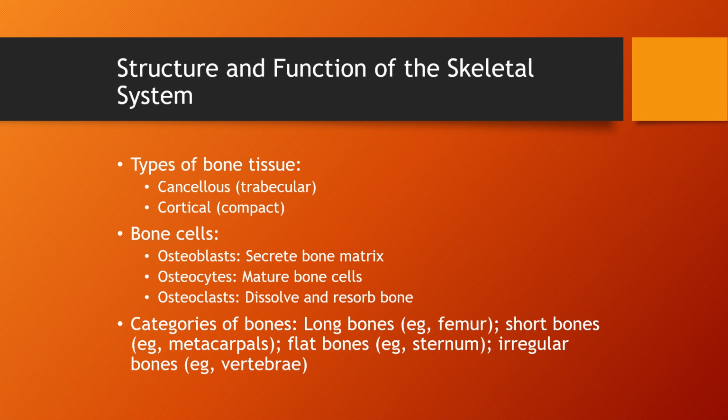And then there are also different categories of bones. There are the long bones, such as our femur, the short bones, such as the metacarpals, the flat bones, such as our sternum, and then irregular bones, such as our vertebrae.